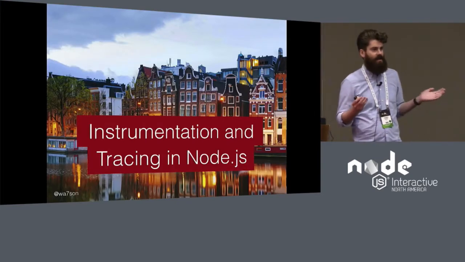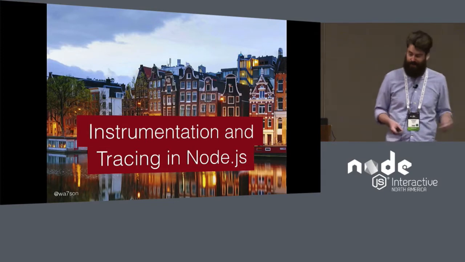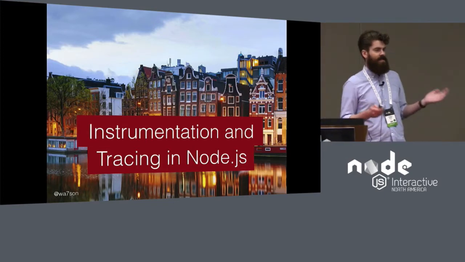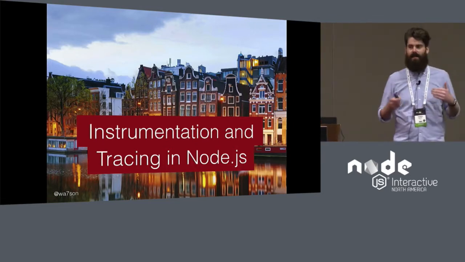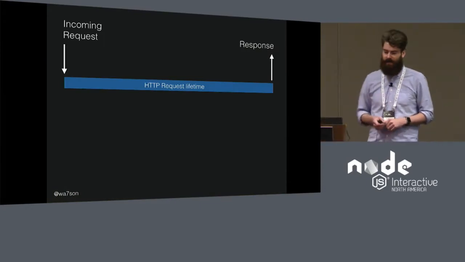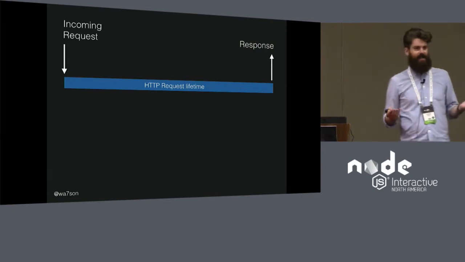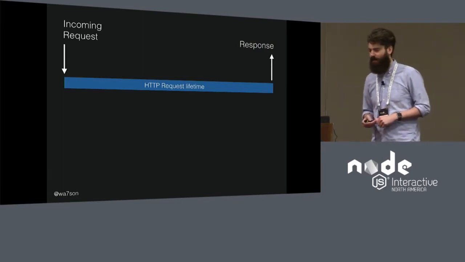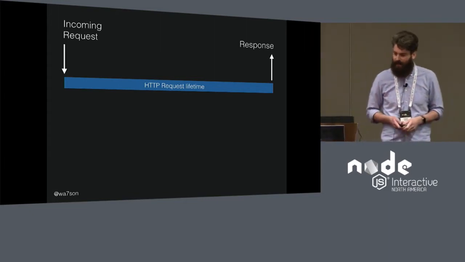So my talk is called Instrumentation and Tracing in Node.js. And this is something that you do in a lot of programming languages, but why is this hard to do in Node? The problem with Node is also one of its strengths. Node.js is single-threaded, and that by itself is not really a problem because Node is really good at handling multiple requests at the same time.